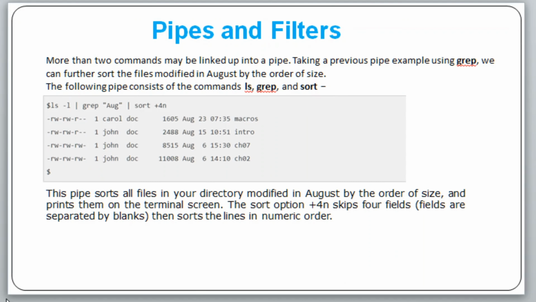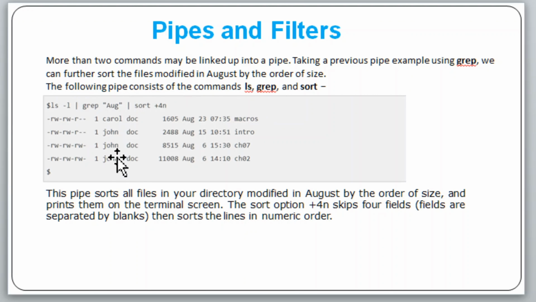All right, let's go to our next slide here. More than 2 commands may be linked up into a pipe. Taking a previous pipe example using grep, the example we just used, we can further sort files modified in August by the order of the size. So let's take a look at our example here. We have ls -l space pipe space grep space Aug space pipe space sort space +4n. Okay, so the output of ls -l is getting piped into the input of grep Aug, which is getting piped into the input of sort +4n. Okay, so sorting everything by August.